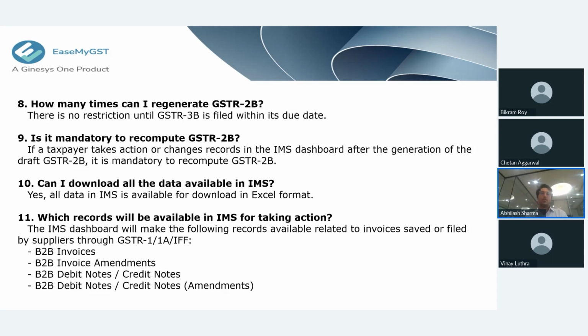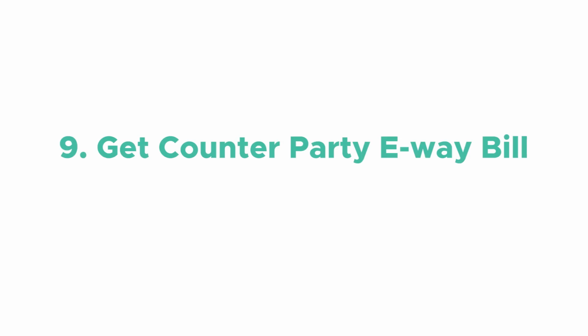Next one is, which records will be available in IMS for taking action? The IMS dashboard will make the following records available related to invoices saved or filed by the supplier. The supplier files in GSTR-1, and we can see which invoices come into our IMS. The data that will come is B2B invoices, B2B invoice amendments, B2B debit credit notes, and B2B debit credit note amendments. So we are moving forward to our last topic, get counterparty e-bill.